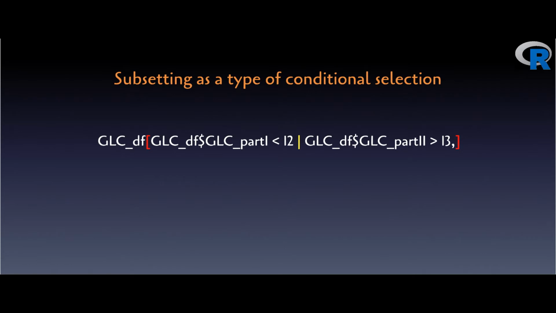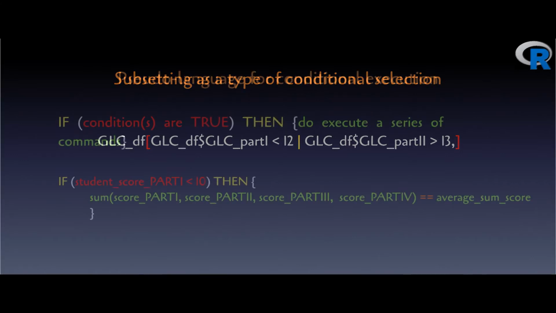In other words, moving through each row of the data frame, two conditions are checked. If either one or both of these conditions are true, then the respective row is stored and will be displayed along with all the other lines that satisfy these two conditions. So, subsetting is a kind of conditional selection of rows.